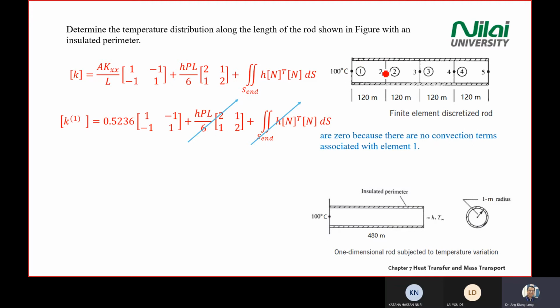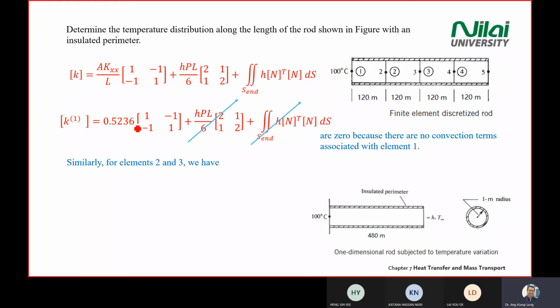We don't have an open-ended here. We don't have a convection. So you cancel. You put an arrow there. You put 0, and then you write there's no convection for element 1. Same, you repeat the same process for element 2, element 3.